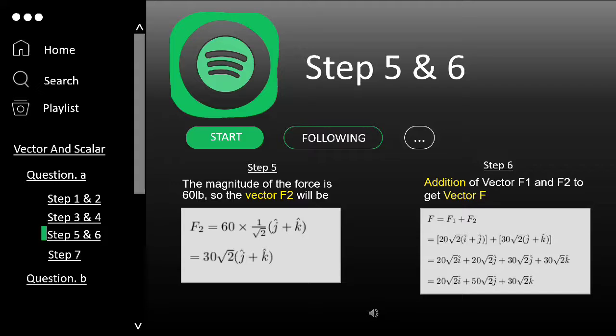F equals F1 plus F2 equals (20 square root 2 (I plus J)) plus (13 square root 2 (J plus K)), equals 20 square root 2 I plus 20 square root 2 J plus 30 square root 2 J plus 13 square root 2 K. The answer is 20 square root 2 I plus 50 square root 2 J plus 30 square root 2 K.